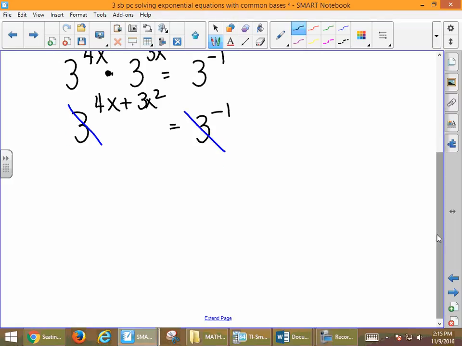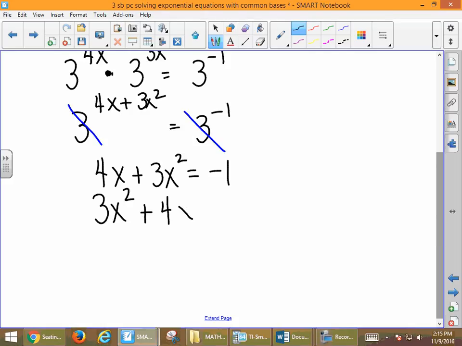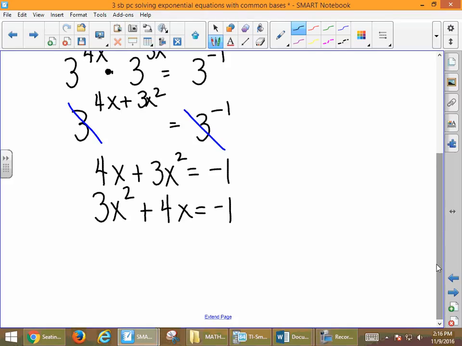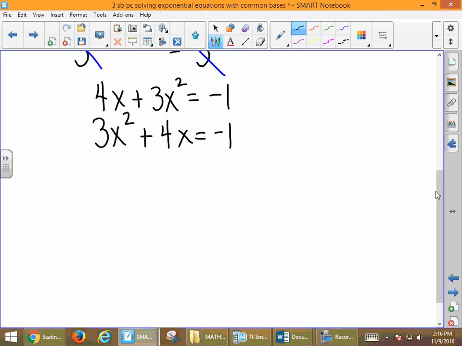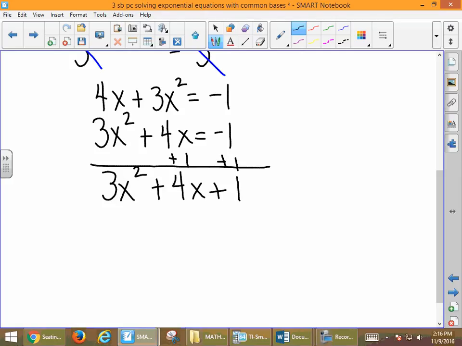So we're left with 4x plus 3x squared equals -1. And once again, we're going to have to factor on this problem. We're going to rewrite this as 3x squared plus 4x equals -1 to put it in descending order. And I should have moved the 1 over to the other side. Hopefully you did that already. So we have 3x squared plus 4x plus 1 equals 0.